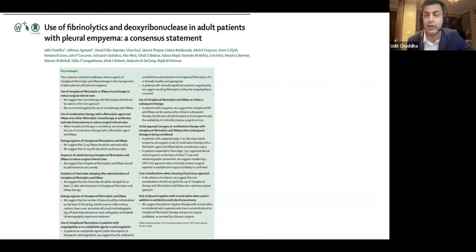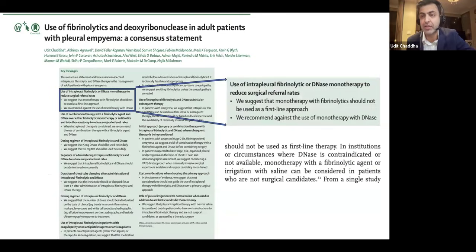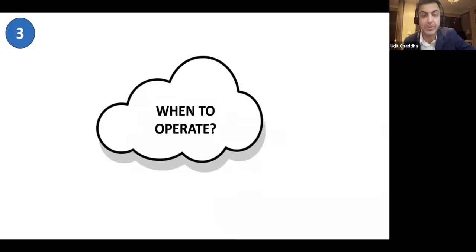In a 2021 consensus paper, this was addressed, and my current suggestion is much like the recommendations from that paper: if you don't have access to DNase, or DNase for whatever reason is contraindicated, then fibrinolytic monotherapy can be used, or saline flushing can be considered in patients who are non-surgical candidates. And even in those who are surgical candidates, you can give it a trial while consulting thoracic surgery colleagues to come on board, and seeing what happens.